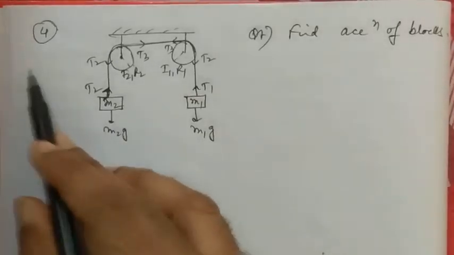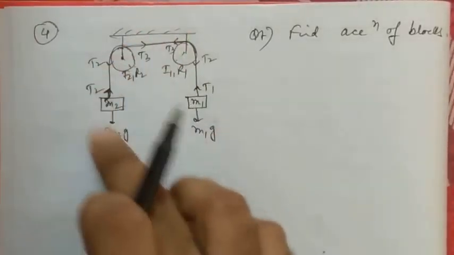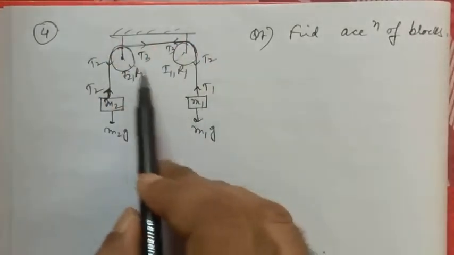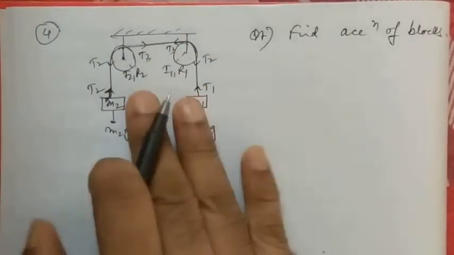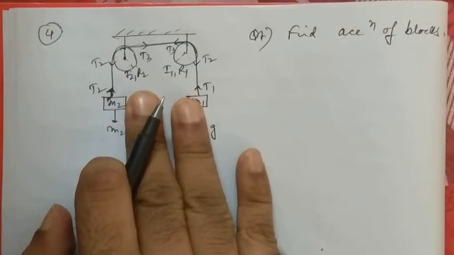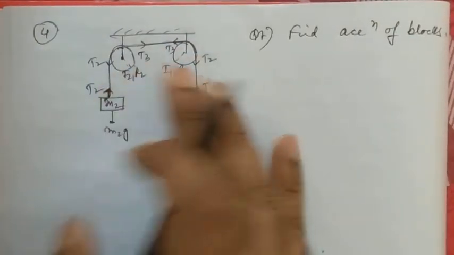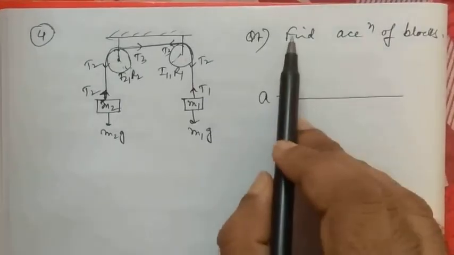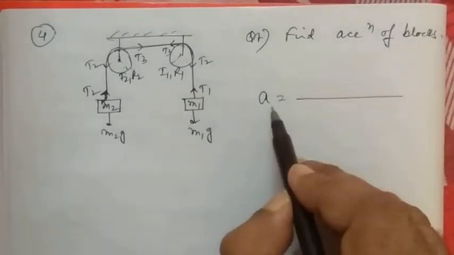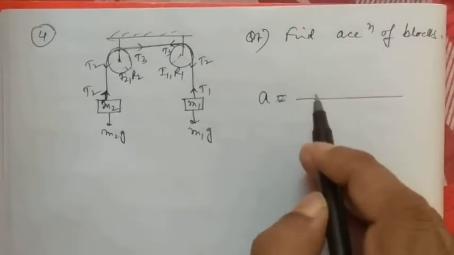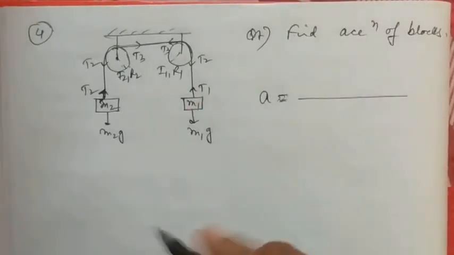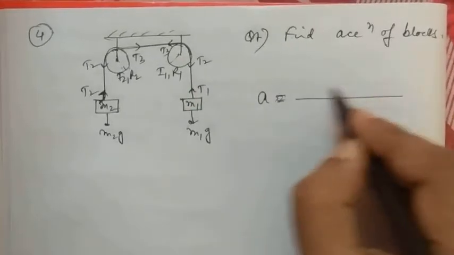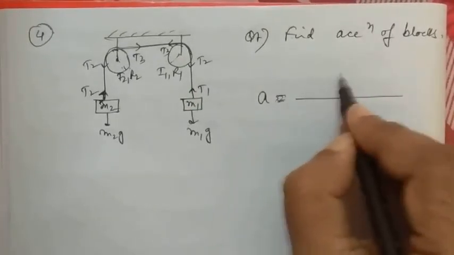Question number 4. Now this problem is similar to problem number 3, but instead of one pulley, I've got two pulleys. In this case, we will try to write the value of acceleration straightforward. They have asked us to find the acceleration of the blocks. Here we will use the principle that we have discussed last, that is the unbalanced force or resultant force.